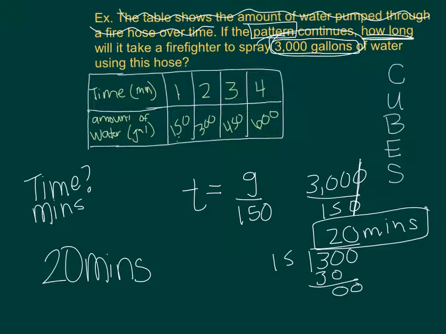There's a couple of ways you could do this. You could have just continued the pattern up every minute. So you could have done 5 minutes is what, 6 minutes is what. But another way you could do it is to take the number of gallons, divide it by the unit rate, giving you the T time. So our answer is it does take 20 minutes for 3,000 gallons to be pumped through.